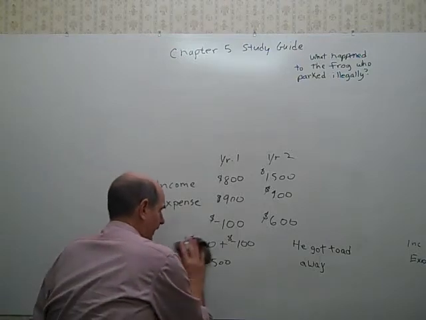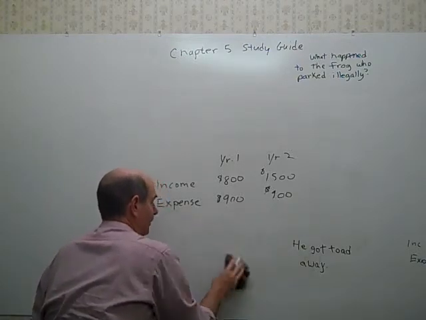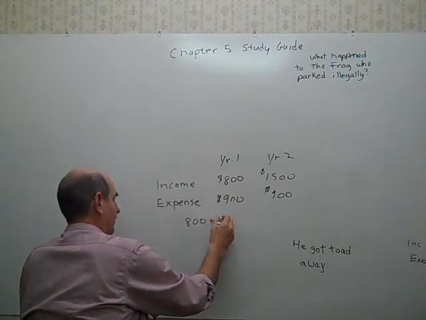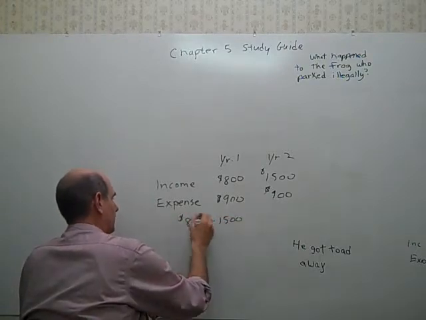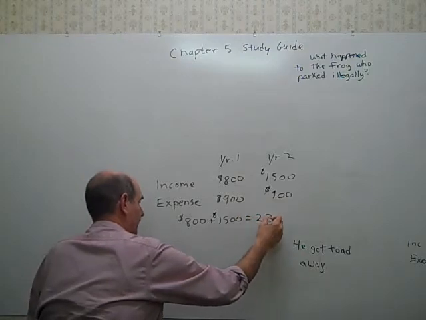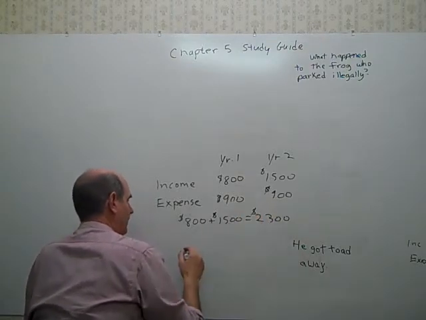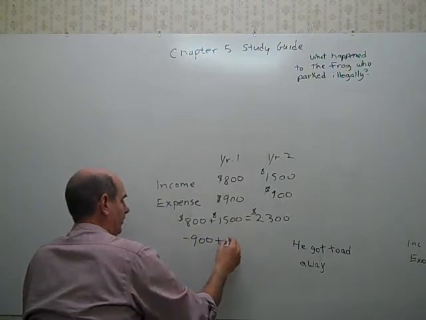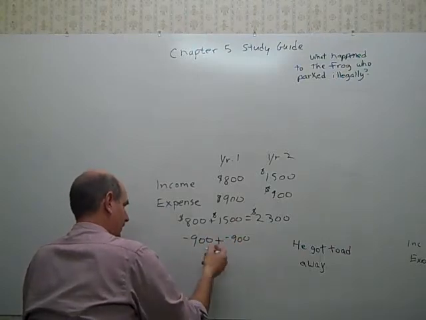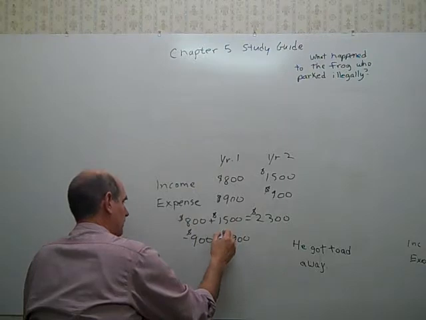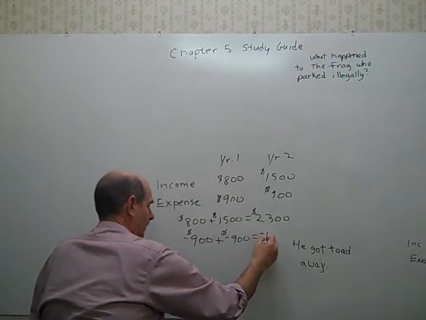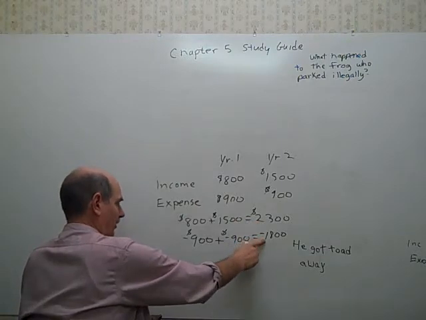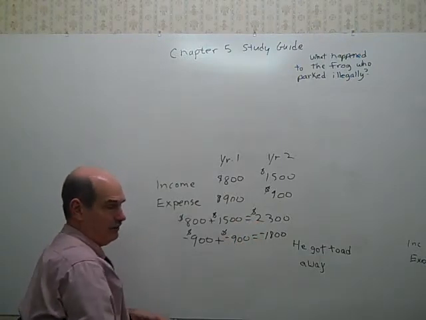Another way that you could do that problem would be to say my total income for the 2 years was $800 plus $1,500, or $2,300. That's my total income, and my total expenses were negative 900 plus negative $900, or negative 1,800. And when you combine these two numbers with addition, you also get $500.